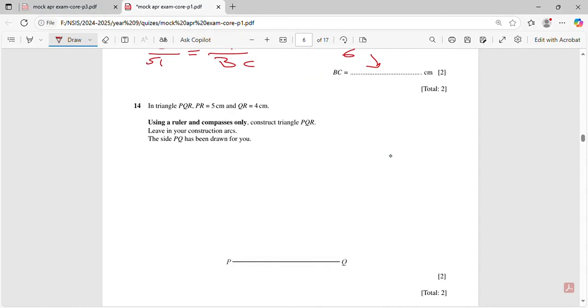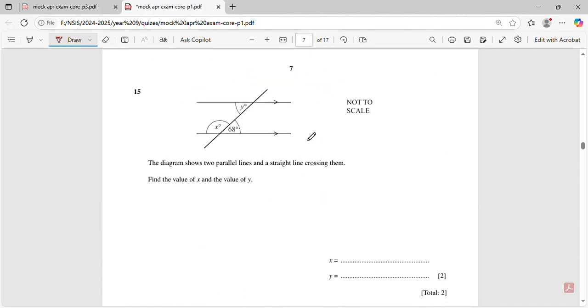Okay? In the triangle, we have another triangle, and he asked me to draw it, of course, using ruler and compass only. As he already drew PQ and asked me for PR, I have to open the compass 5 centimeters, put the needle on P and make an arc of 5 centimeters. Now QR, open the compass 4 centimeters, put the needle on Q and make an arc here. So you will figure out that this is the point, which is R. Now you have to join this point here to that point there.